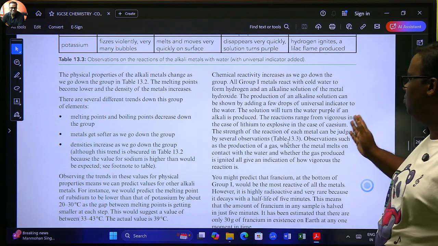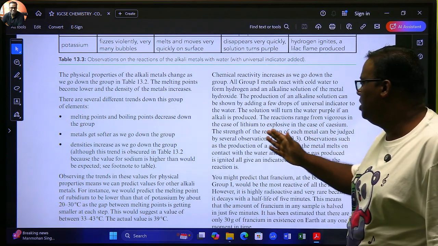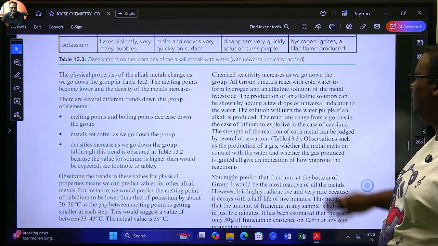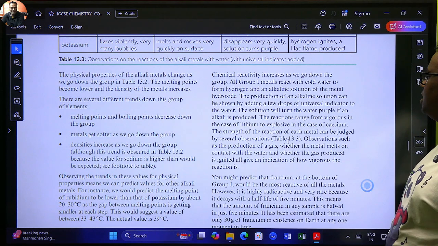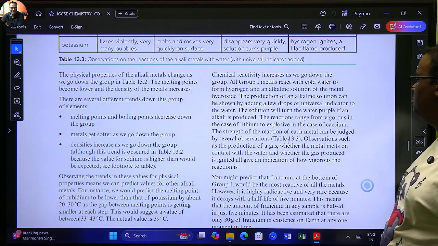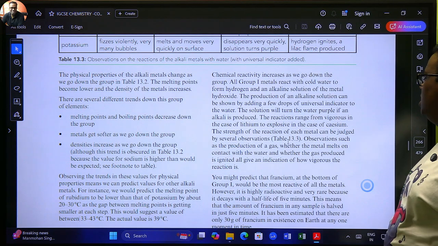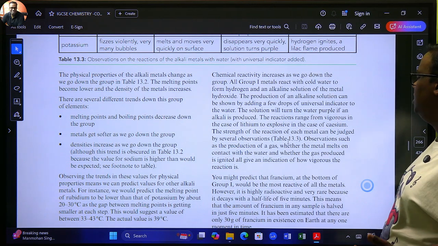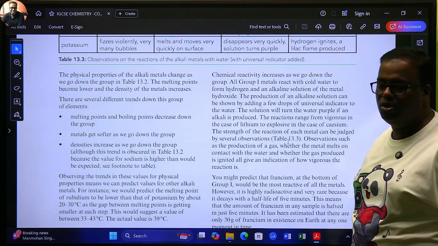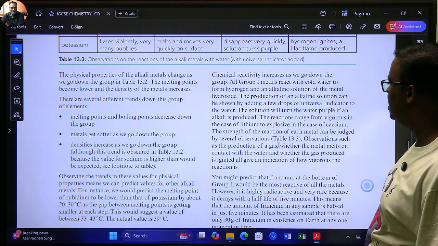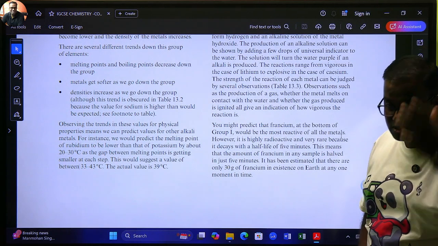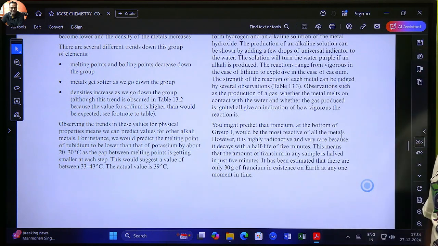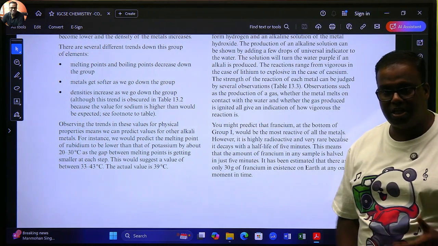The reaction ranges from vigorous in the case of lithium to explosive in the case of cesium. Strength of the reaction of each metal can be judged by several observations, such as production of gas, whether the metal melts in contact with water, whether the gas produced ignites. These give an indication of how vigorous it is. For you, what is more important to understand is, do you expect lithium to be more vigorous or cesium? Well, sir, cesium will be more vigorous because cesium is right down the group and the reactivity increases down the group.